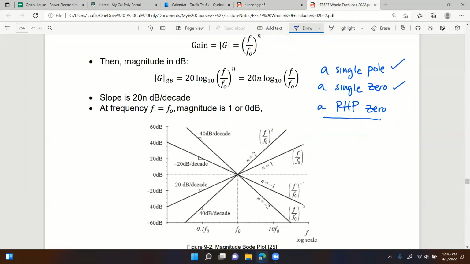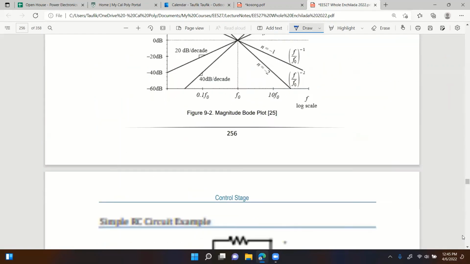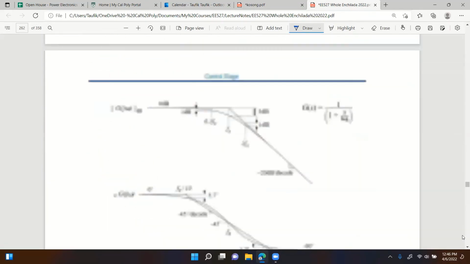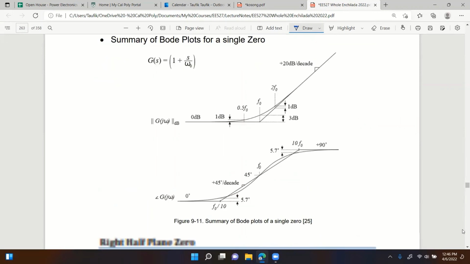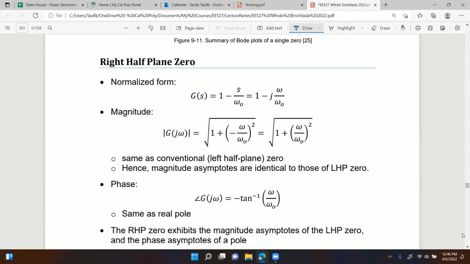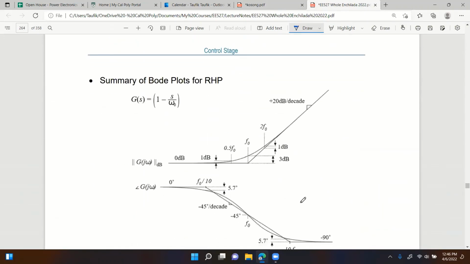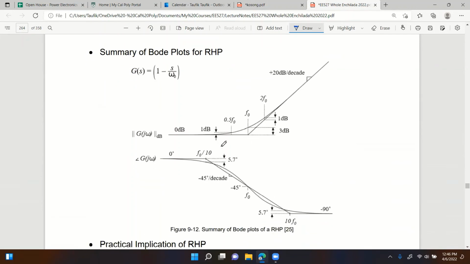So that's what I have right here. Review of the Bode plots. I strongly recommend that you read this first before Monday. Review the Bode plots sections before Monday, and then we'll talk more about the right half plane zero. Right there, you can see the gain is positive, but the angle is negative. The angle is going down as the gain goes up.